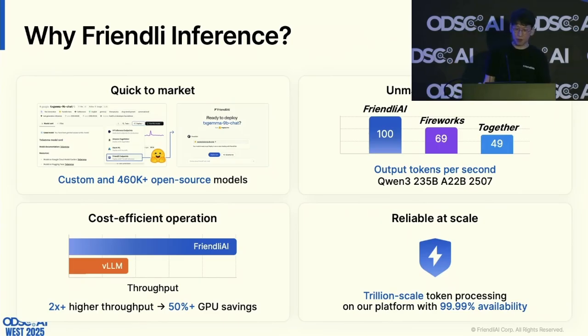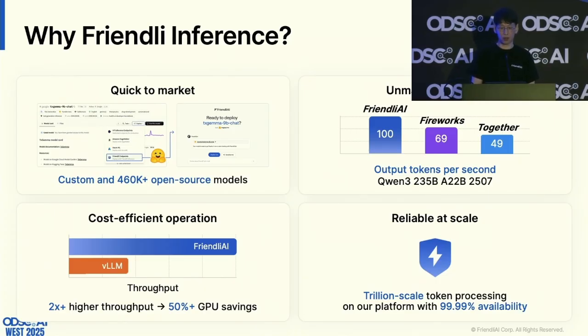So why Friendly Inference? First, it's quick to market with extensive model support, including over 460K open source models from Hugging Face. And if a model isn't supported yet, just contact us. We'll work with you to make it happen. Second, it's fast. For example, our platform supports over 100 tokens per second for Qwen3 235 billion on Hopper GPUs. This is, again, faster than other service providers like Fireworks and Together.